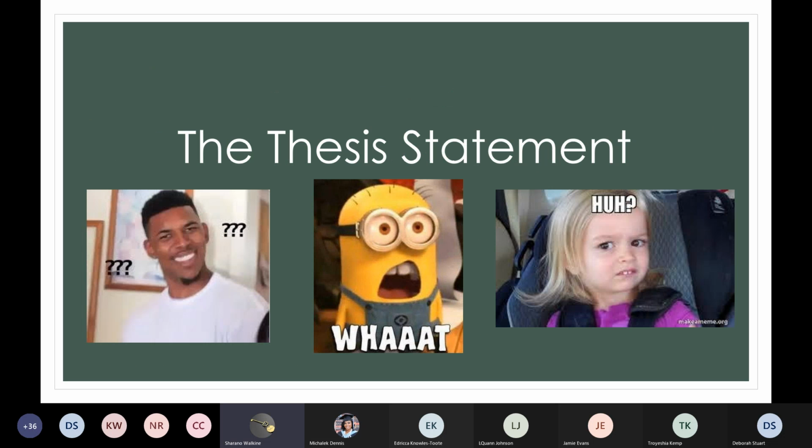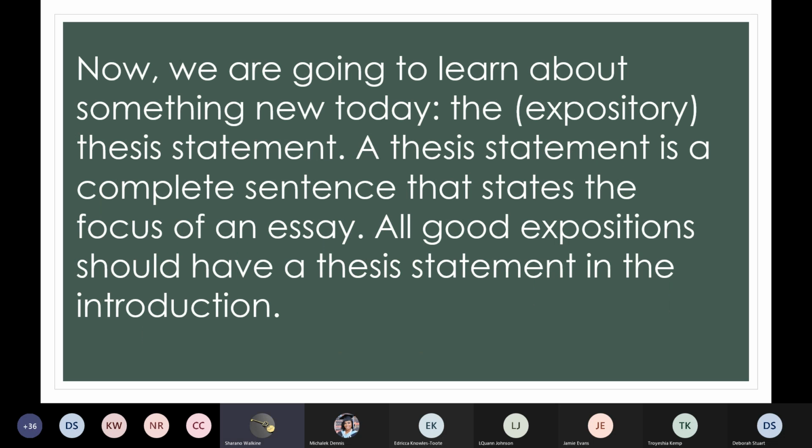Okay, guys, see this here? A thesis statement is a complete sentence that states the focus of an essay. All right, a thesis statement states the focus of an essay. So please keep that in mind.